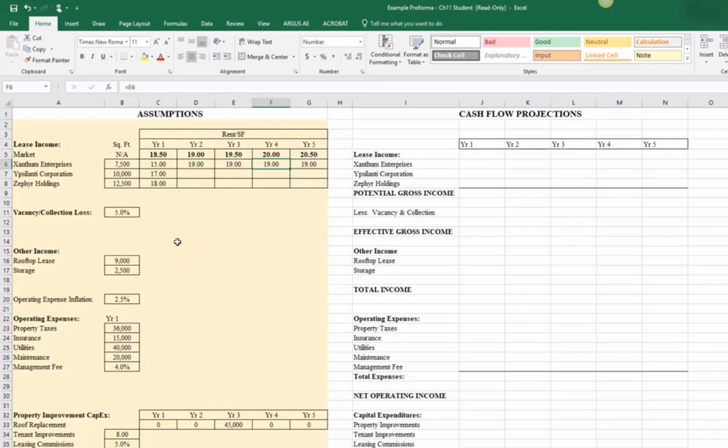I'm going to get rid of the bold, but I am going to put a little color here to indicate that this lease is changing at that time. It's something special is happening at that time.